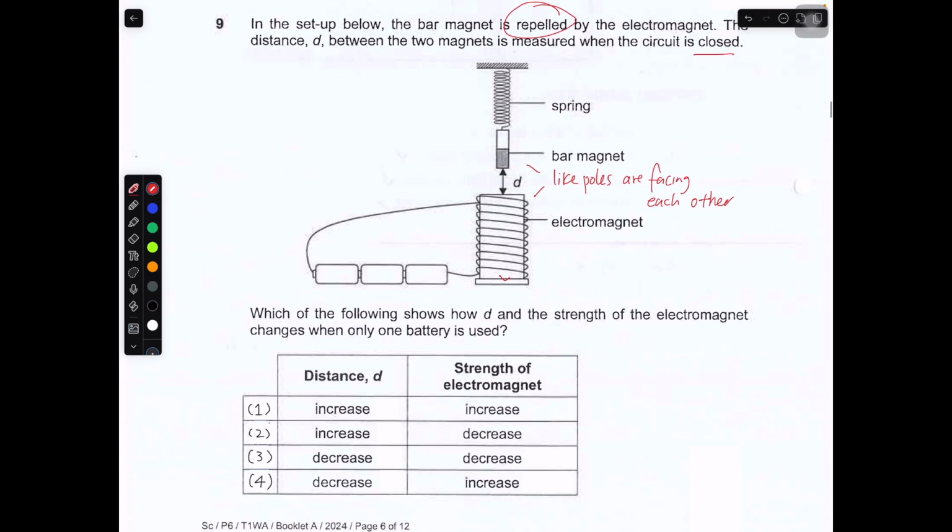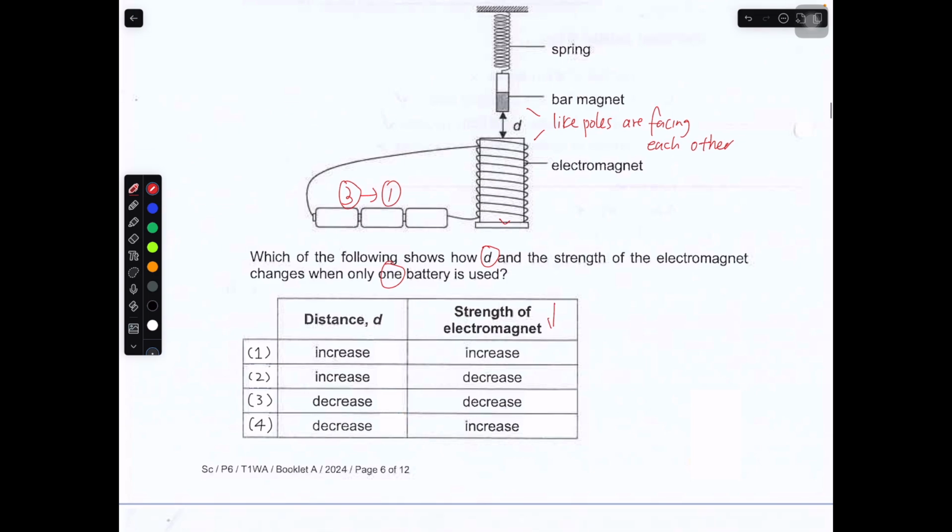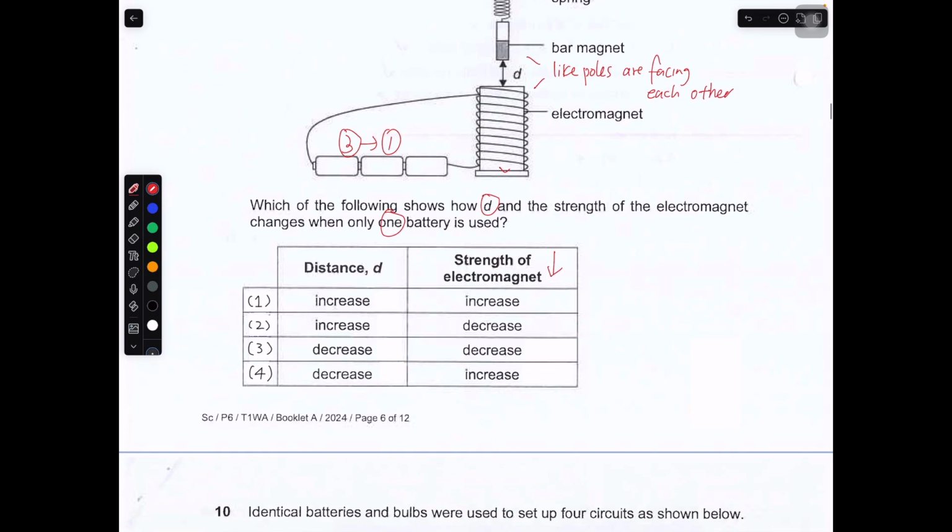Which of the following shows how D and the strength of the electromagnet change when one battery is being used? So 3 batteries become 1 battery. When 3 batteries become 1 battery, the strength of the electromagnet would decrease. So we look for the decreased one first. This one is wrong, this one is correct. So we are only left with number 2 and number 3 to choose from.